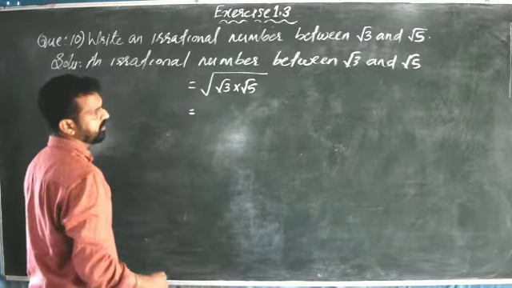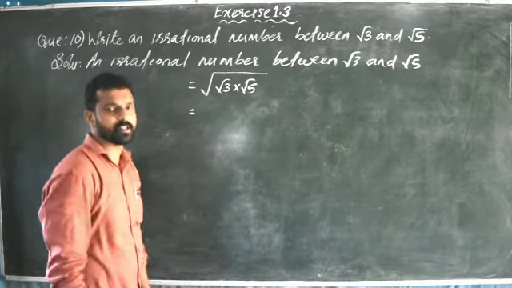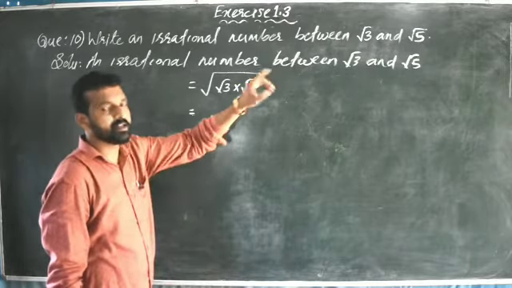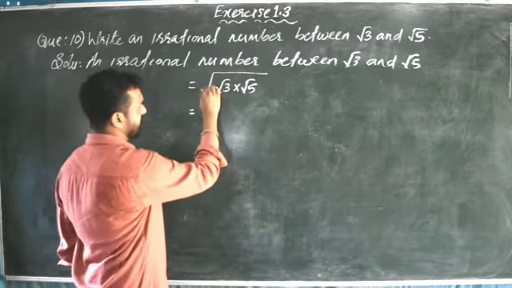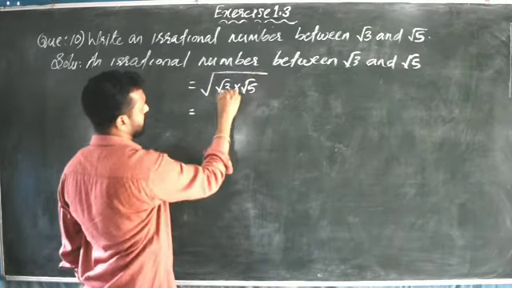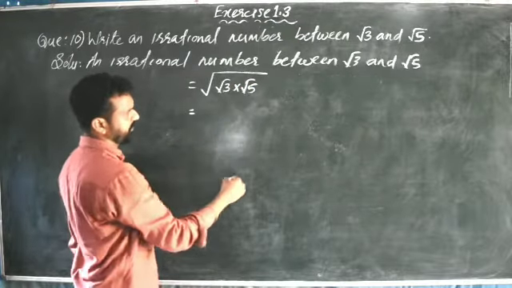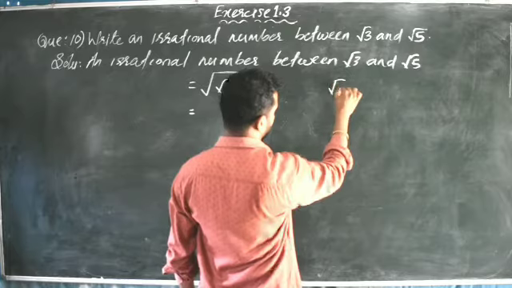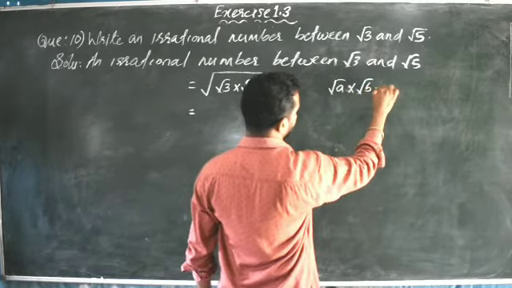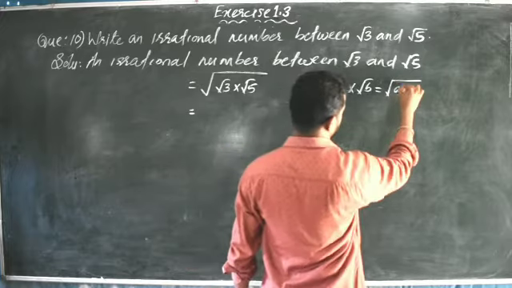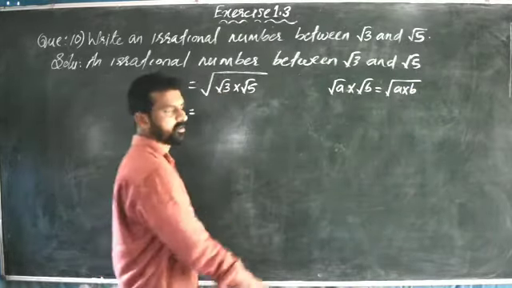Under the square root we multiply the two irrational numbers, root 3 and root 5, and then we get an irrational number between them. Square root of a into square root of b is equal to the square root of a into b.